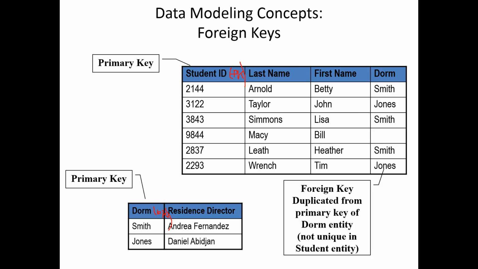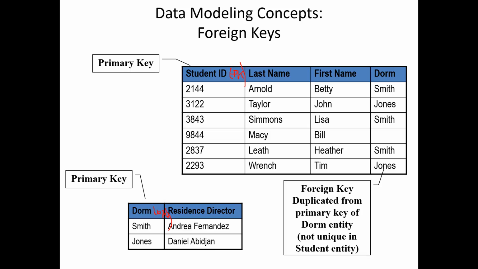So the question becomes, which primary key do we take and insert into the other entity? Because one alternative is to take the primary key from the dorm entity and insert it here. Alternative number two is to take the primary key from the student entity and insert it here into the dorm entity. So which option do we select?